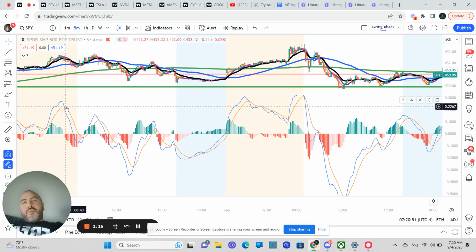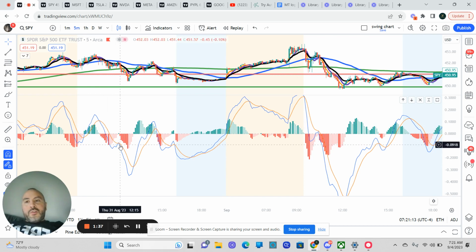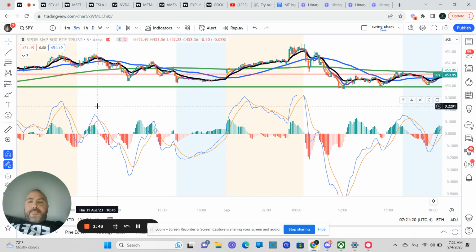This is really what you're going to be watching for. And you'll notice that when these lines cross, when the signal line crosses the MACD line, that's when the price or the histogram changes colors, basically. So you get a cross here, right? Change colors, cross here, change colors, cross here, change colors, and so on and so forth.